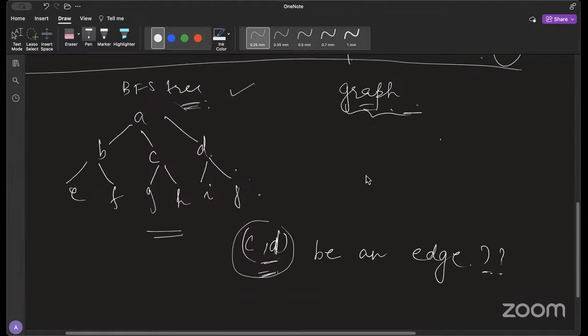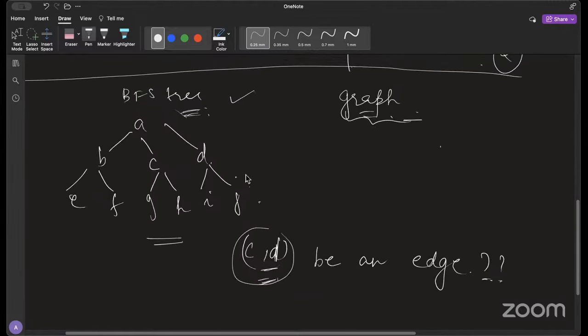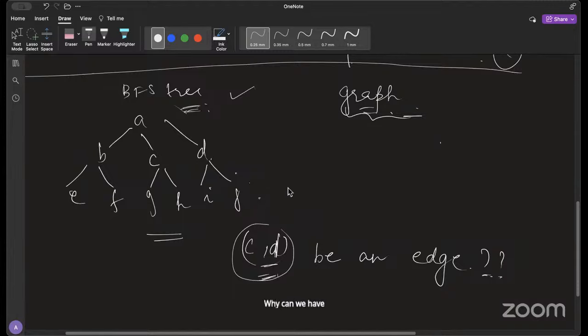We can have. No, ma'am. Why can we have an edge between C and D? No, we can't. But same level, we don't have that, right? Yeah, ma'am. For the same level, we cannot have it. For the same level, you can't.